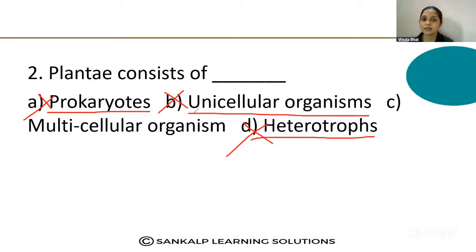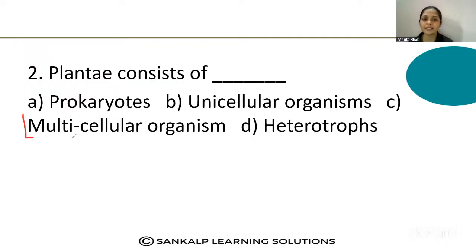Plants consist of unicellular organisms, multicellular organisms, heterotrophs. Here, plants do not contain the prokaryotes, unicellular organisms, and the heterotrophs. The correct option: plants mainly consist of multicellular autotrophic organisms. Option C is the correct answer. Plants mainly include the multicellular organisms and they are autotrophs.